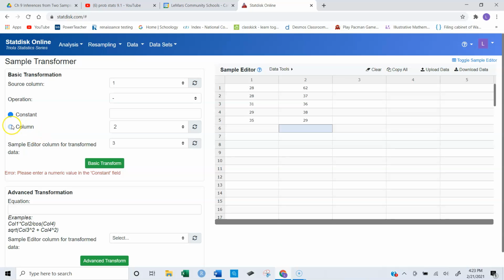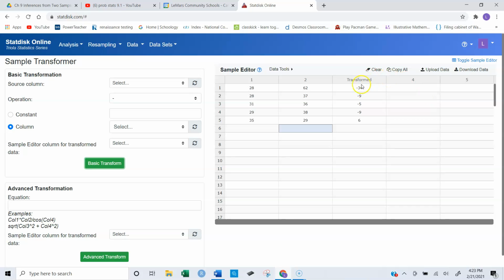Oh, I forgot to do column instead of constant, my fault. There we go. All right, now we have our transformation over here, and these are the numbers we're going to use to calculate with. So next, we have to go back to our notes here.